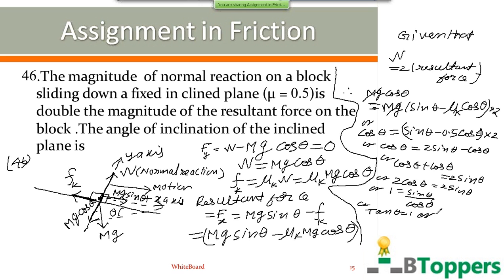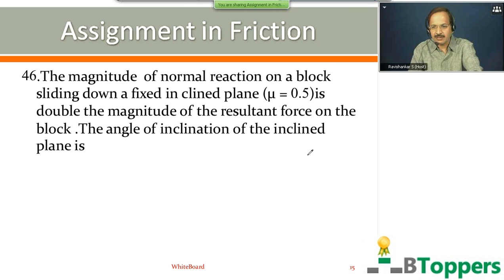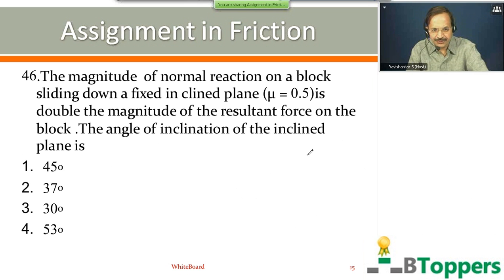So finally you can arrive at the conclusion that tan theta equal to 1 or theta equal to 45 degrees. So the angle of inclination of the inclined plane to the horizontal is 45 degrees. In case you need more time to copy the solution of the problem, you can take a pause and copy down the solution. So for question number 46, first option is the answer.